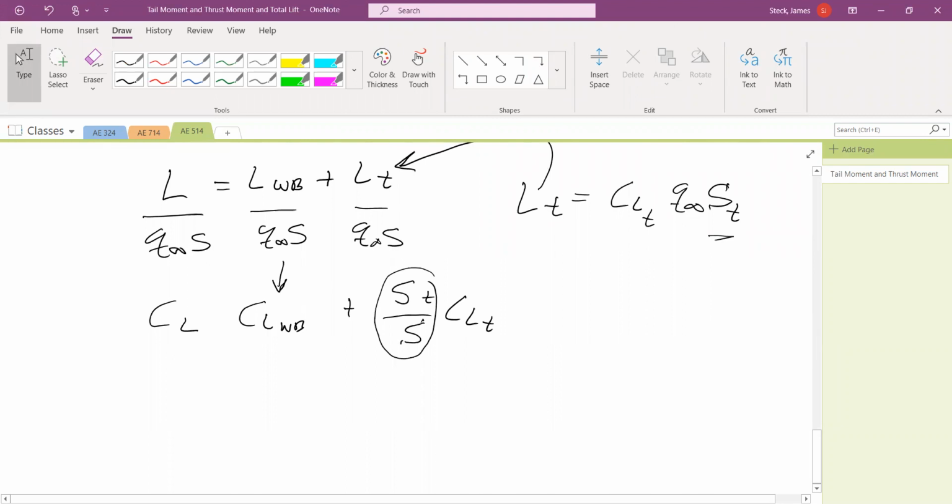All right, so then how do we, let's put an equal sign here. How do we calculate the lift of the wing body? It's the lift curve slope times the angle of attack. So that's our linear lift model.